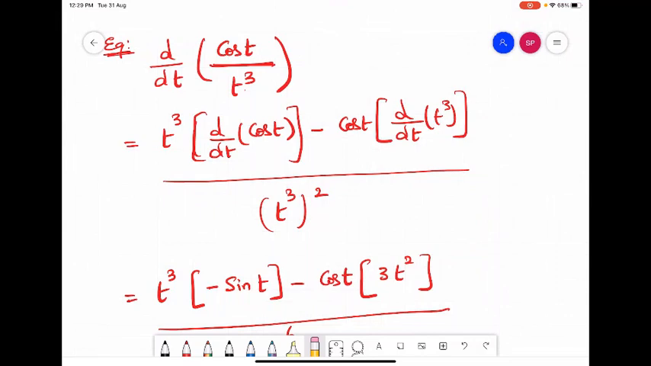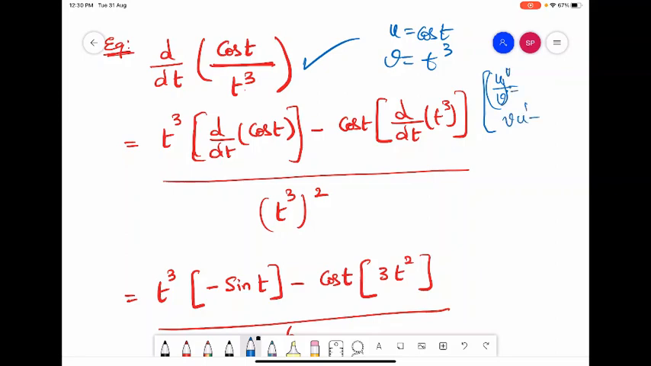Now let us quickly look at and do one problem using the quotient rule. What is that? d by dt of cos t by t cube. So here, u is equal to cos t and v is equal to t cube. Recollect the formula: (u by v)' is equal to v into u' minus u into v' by v square.